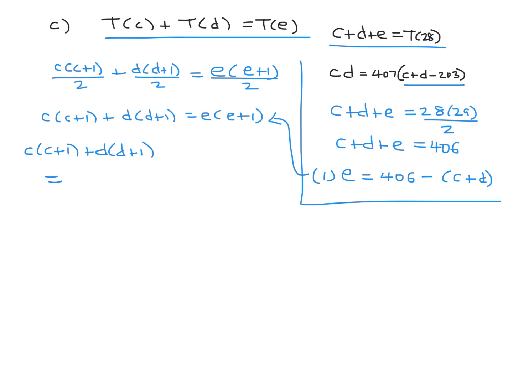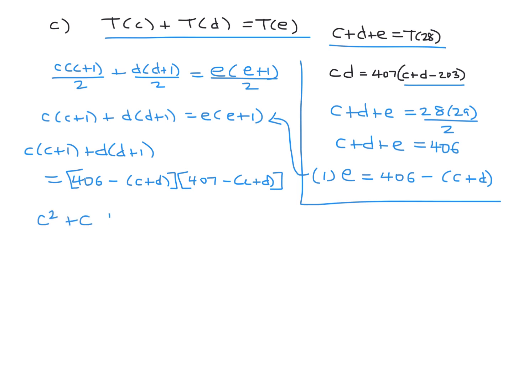So e is this: 406 minus (c plus d). And then e plus 1, I guess, would be 407 minus (c plus d), like that. Got it? So no tricks so far, and I don't think there will be any tricks. So just basically, now I have to just expand it. Okay, so let's expand this without making any mistakes.